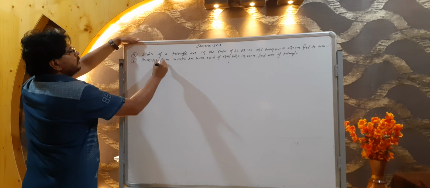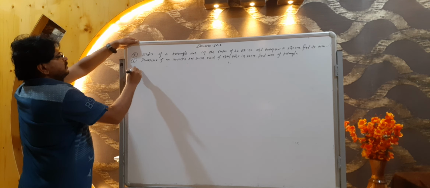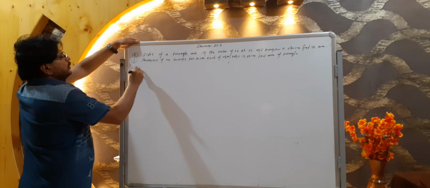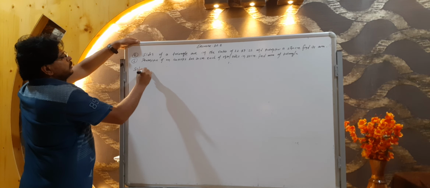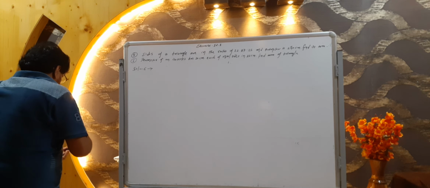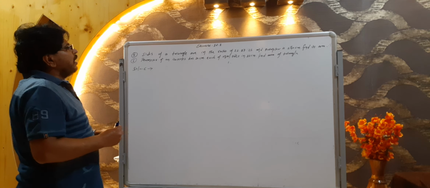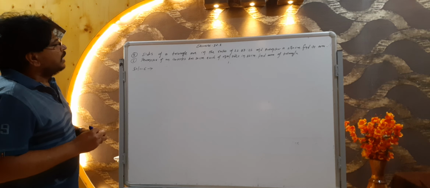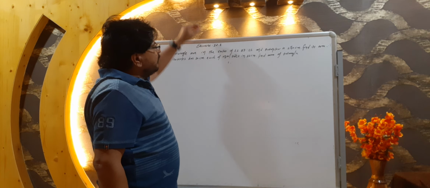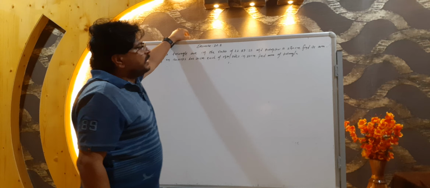See here, question number 6. In this particular question, the perimeter of an isosceles triangle is 30 centimeter. Each of the equal sides is 12 centimeter, and we have to find out the area of the triangle.